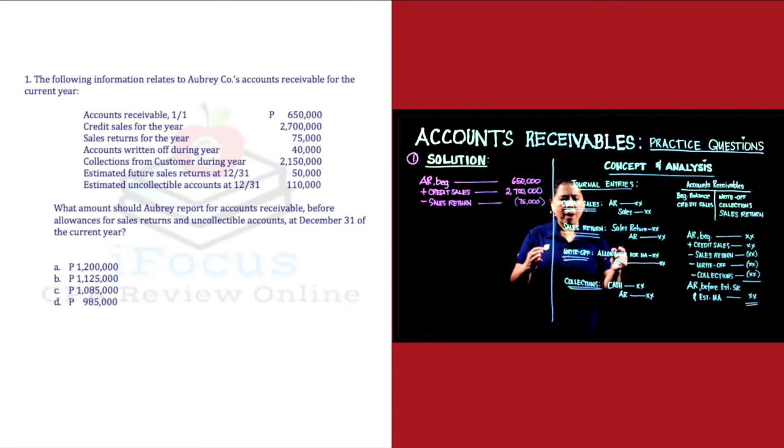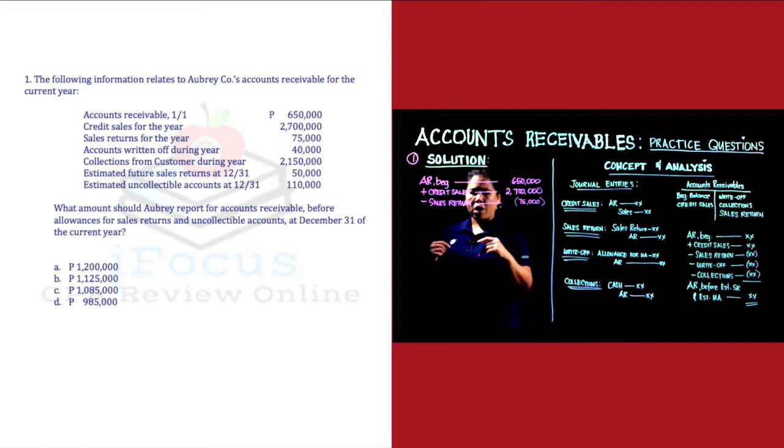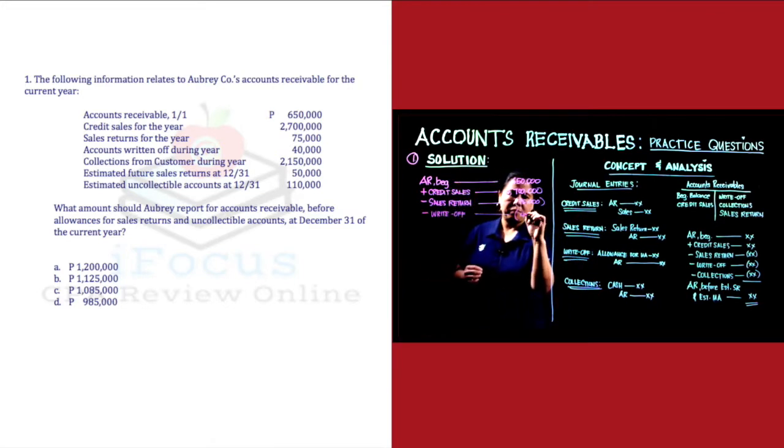Then another item is accounts written off during the year, 40,000. So, sa write-off, ang entry natin is debit to allowance for uncollectible accounts and credit to accounts receivable. So, nag-credit tayo na accounts receivable, ang effect niya sa ating T account, so minus yan. Alright? So, we are going to minus our write-off amounting to 40,000.